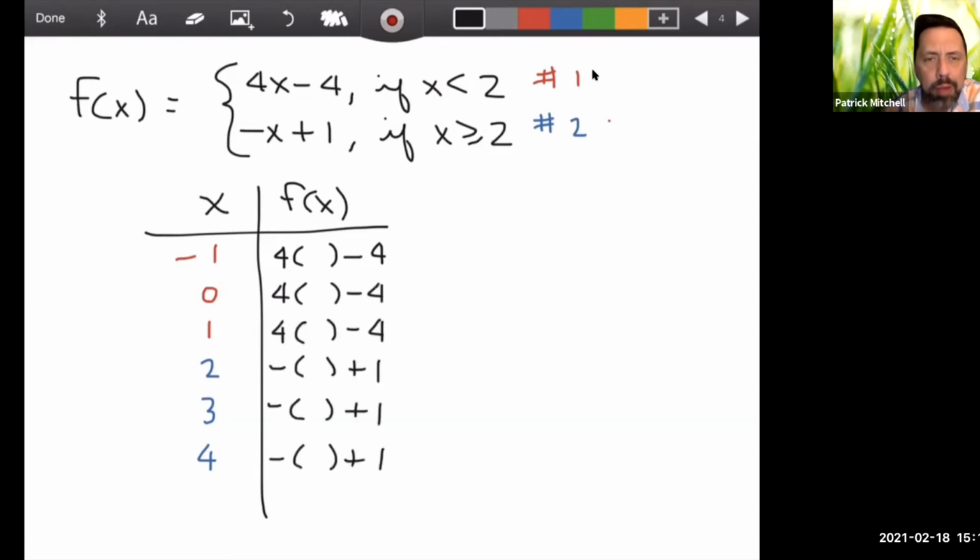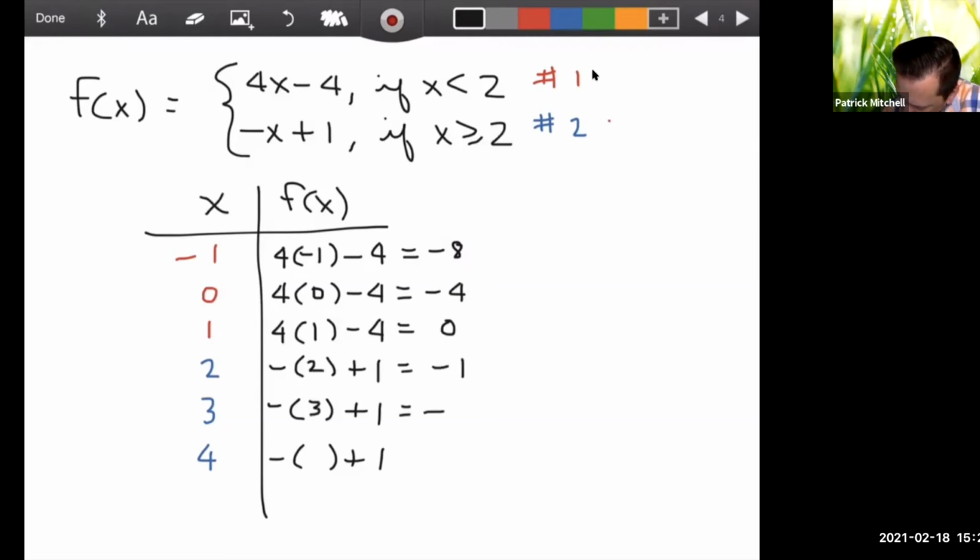All right, so when I put my rule 1 numbers in, I get 4 times -1 minus 4, which is -8. 4 times 0 minus 4 is -4. 4 times 1 minus 4 is 0. And then going to rule 2, -2 plus 1 is -1. -3 plus 1 is -2. -4 plus 1 is -3.